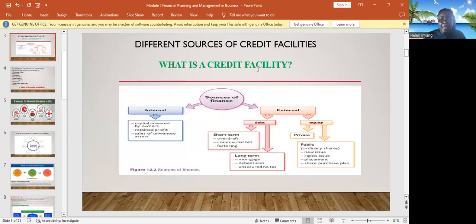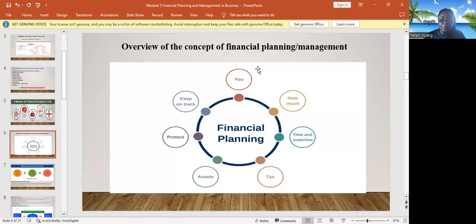Now, the next thing we are going to look at is the overview of the concepts of financial planning and management.